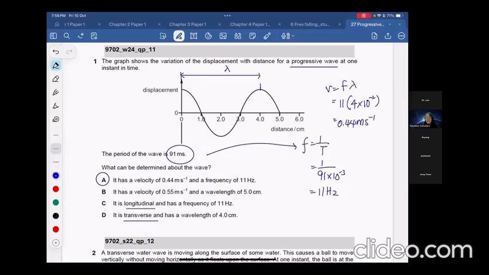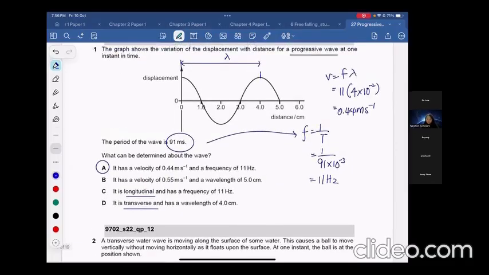Okay, C and D is longitudinal. Why can I not say it is transverse? You say it is transverse. Why is it not longitudinal? It can be what? Okay, so number 2. Is it okay? Okay, then we go to number 2. Is it okay, boys and girls?